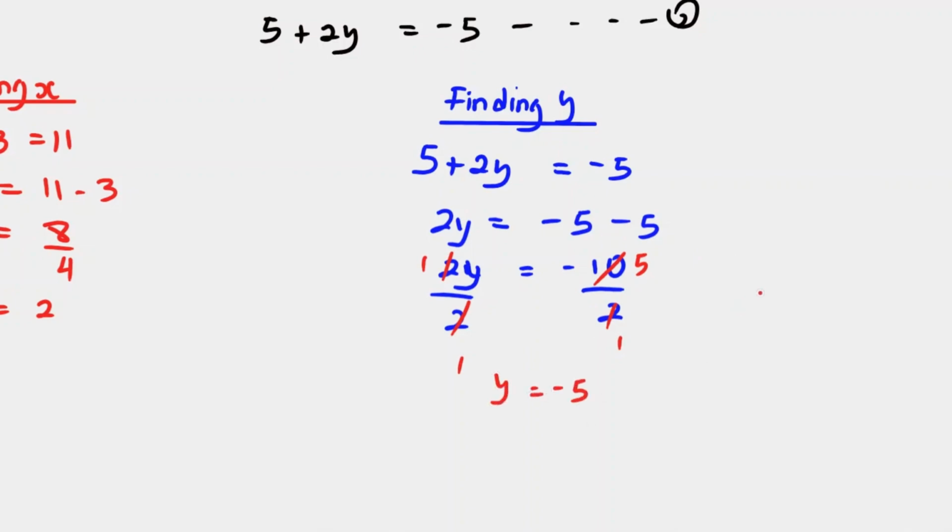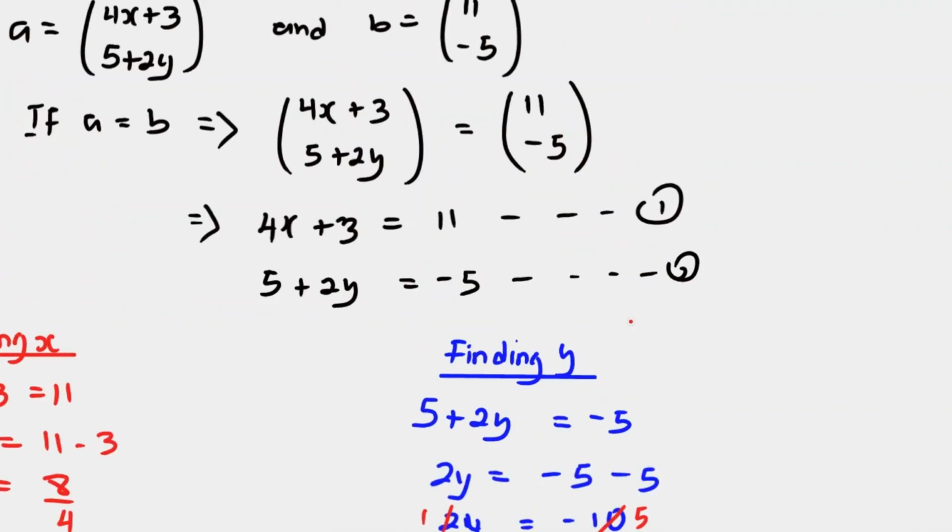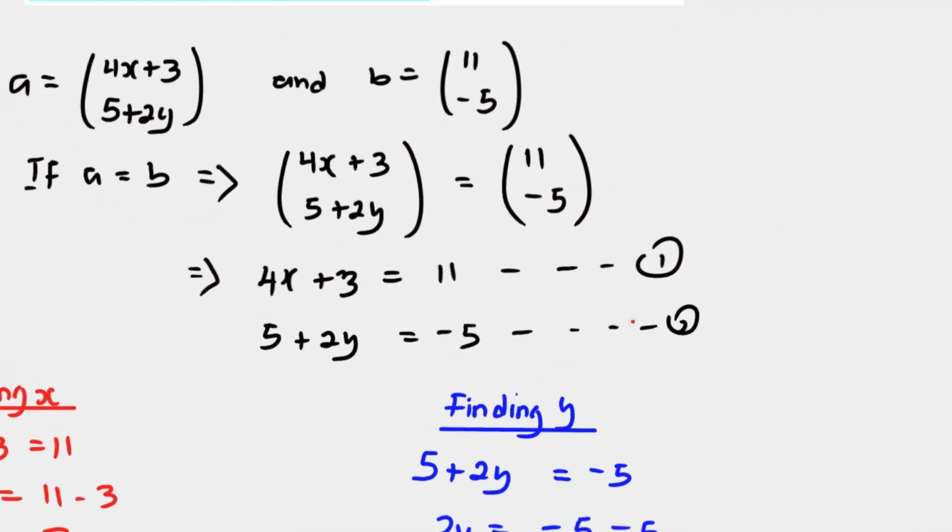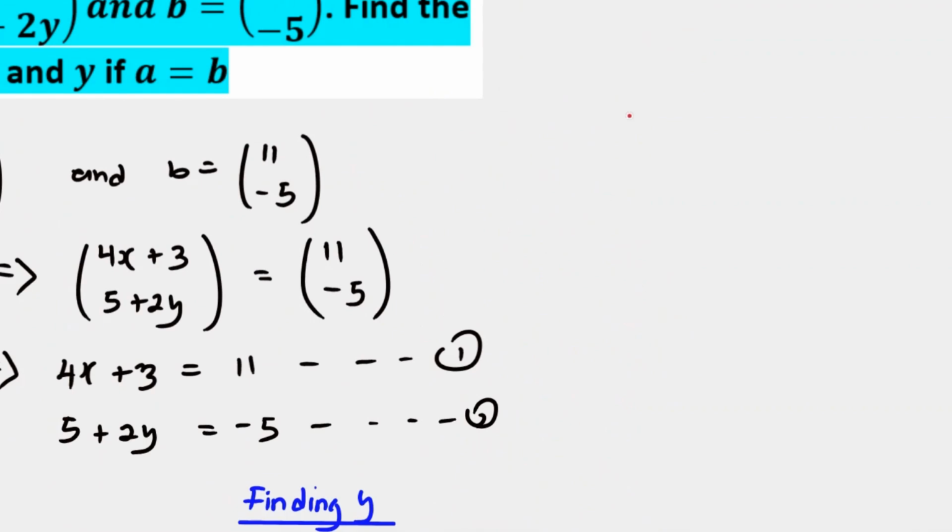Now, we are done. The values of x and y are 2 and -5 respectively. You want to verify for yourself. Remember we said that the vectors A and B are the same. So let's do the verification here, even though this is not part of the question.